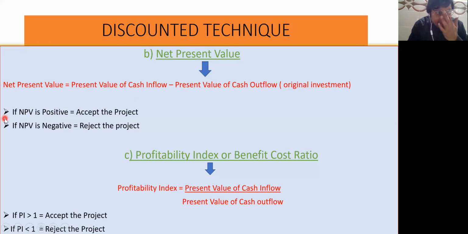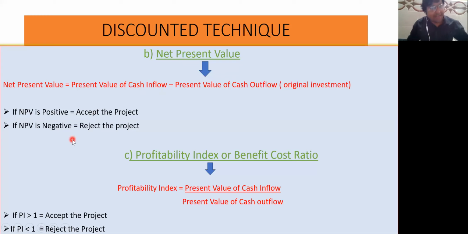Now see, if NPV is positive, then accept the project. Now how? See, if present value of cash inflow is 10 lakhs and your investment is 8 lakhs, so 10 lakh minus 8 lakh, 2 lakhs will be your NPV, which is positive. So you have to accept the project. This is very important: if your NPV is positive, you have to accept the project.